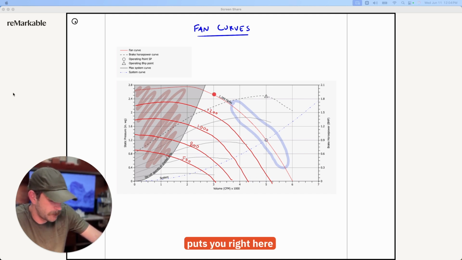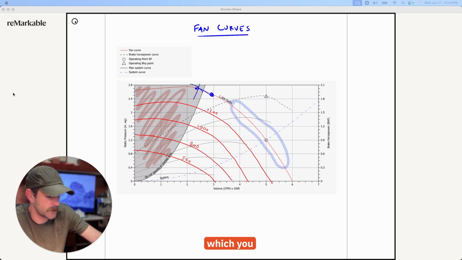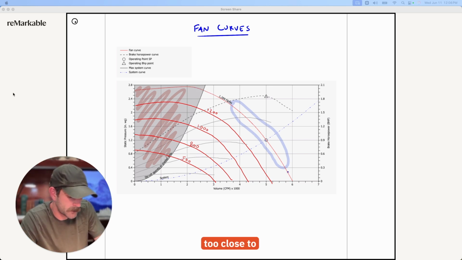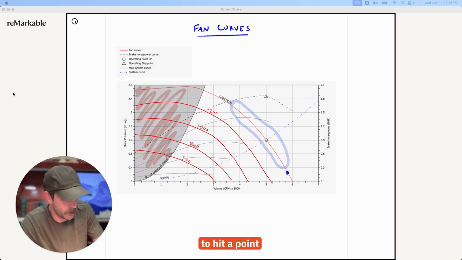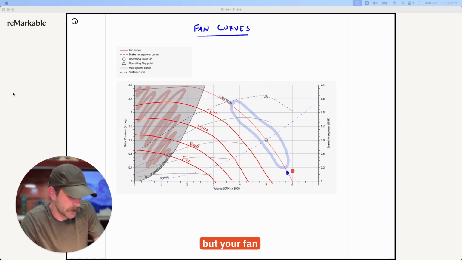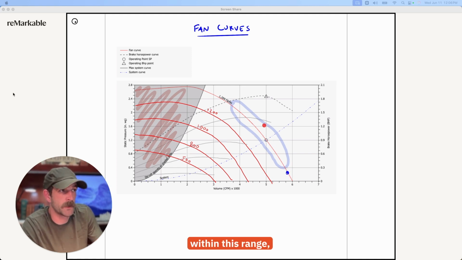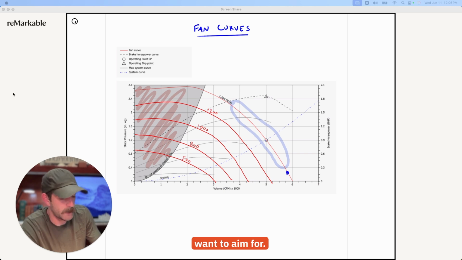So if your selection puts you right here on the fan curve, then increasing the static pressure is going to get you real close to that danger zone, which you want to avoid. On the flip side, if you select too close to the upper limit, you're never going to hit a point of zero resistance. That's not possible in a ducted system, but your fan will not be running as efficiently. The sweet spot for efficiency is typically right here within this range, so that's what you want to aim for. And most importantly, you want to avoid being too close to the danger zone up here.